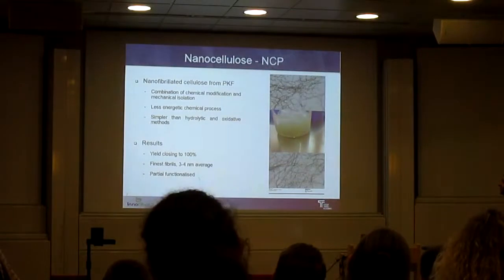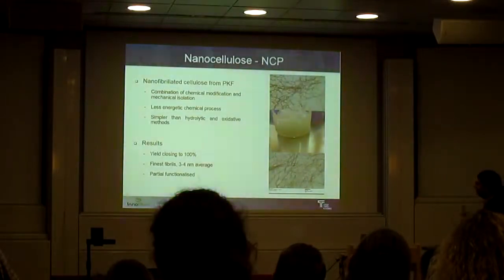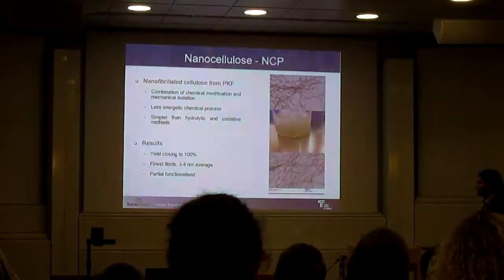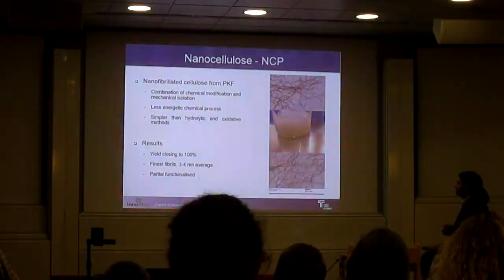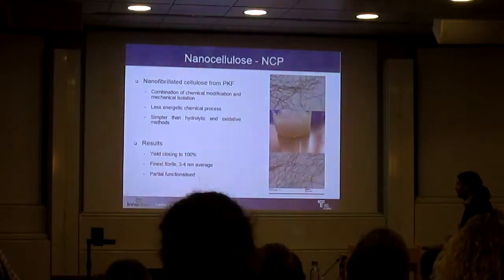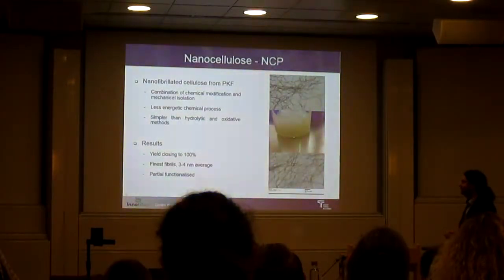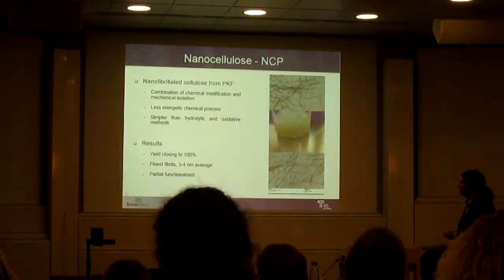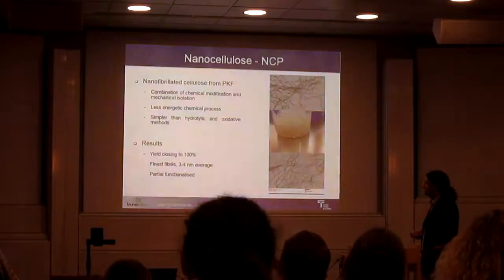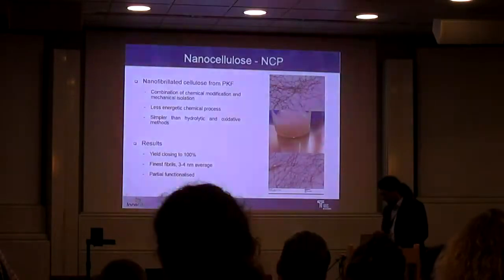We can make nanocellulose by combining this phosphorylation, this chemical modification, with mechanical isolation. The advantage is a less energetic chemical process than the ones we know. It's simpler than hydrolytic and oxidative methods, periodate and TEMPO. The results we have obtained: a yield close to 100%, the finest fibers we can obtain, 3-4 nanometers on average in diameter, and also, a non-negligible aspect, a partially functionalized nanomaterial.